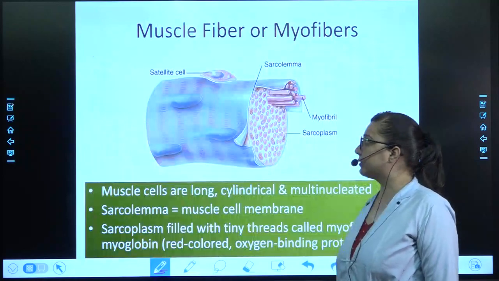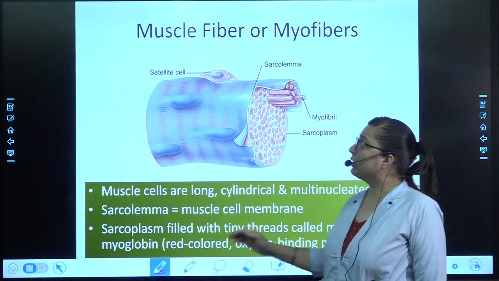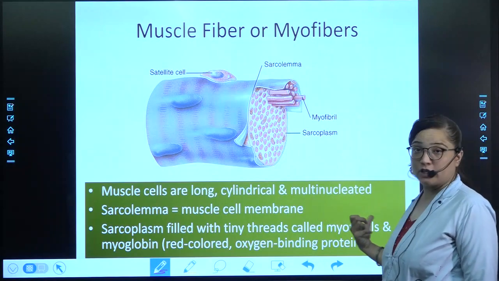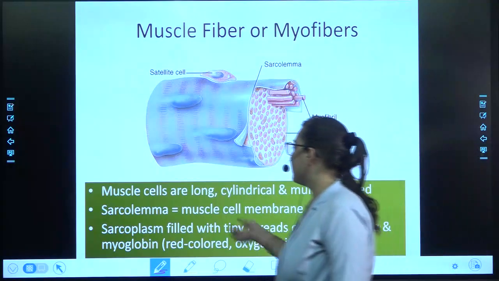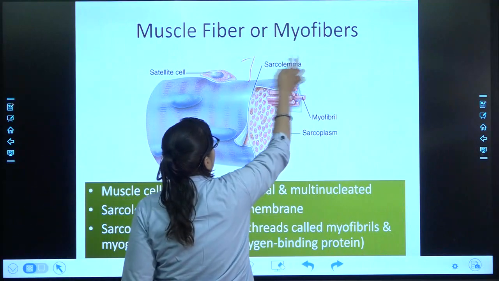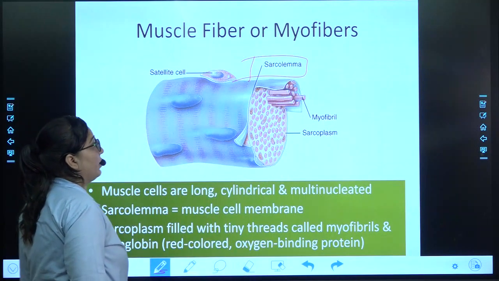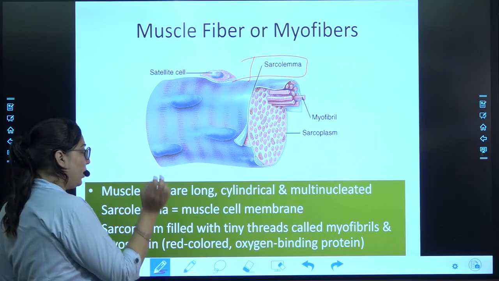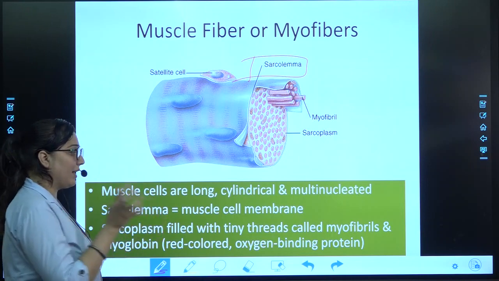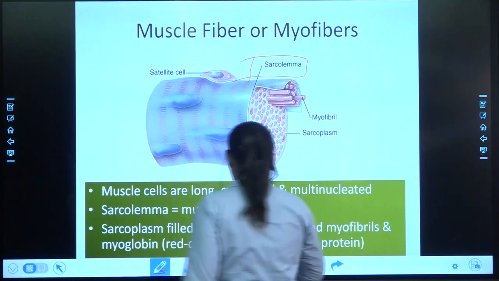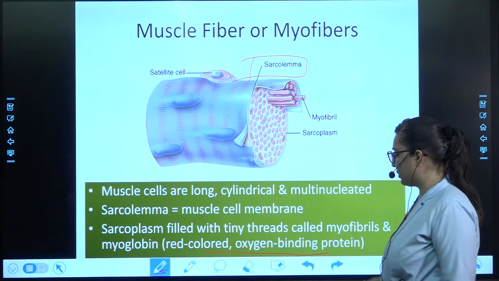Then next, this is about the muscle fibers. They are long, cylindrical and multinucleated. Then you have the sarcolemma, which is the outer layer of the muscle cell. What is it called? Sarcolemma. The sarcoplasm is filled with tiny thread-like myofibrils and myoglobin, that is a red colored oxygen-binding protein.